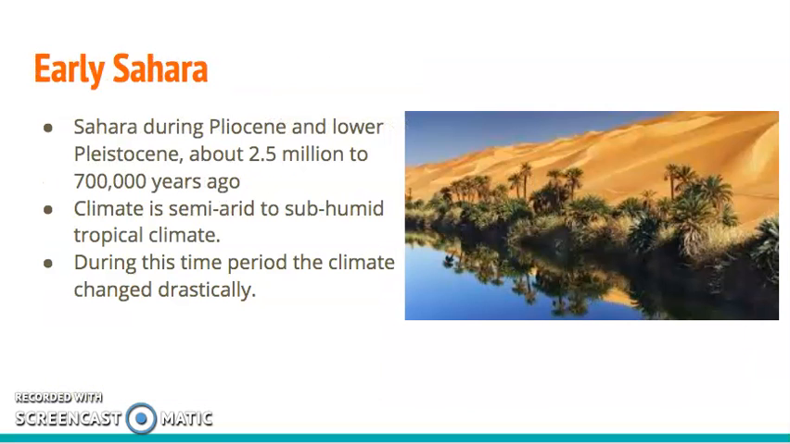The next era, I call it early Sahara, and I'm classifying it as around 2.5 million to 700,000 years ago. This time period would coincide with the Pliocene and mid-Pleistocene geologic eras. This is a time of great change in northern Africa. The climate during this era would be described as semi-arid to subhumid tropical climate. But throughout this era, northern Africa experienced deteriorating tropical conditions. Many species did not survive this climate change.